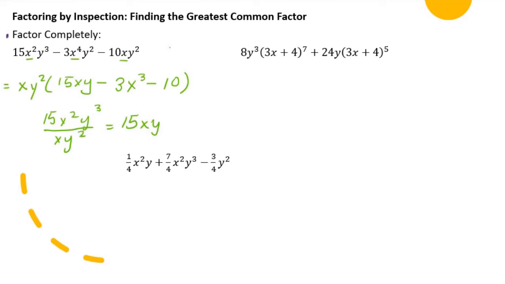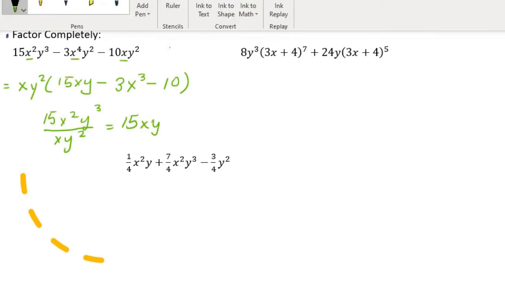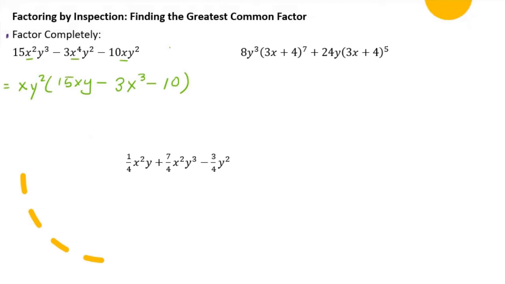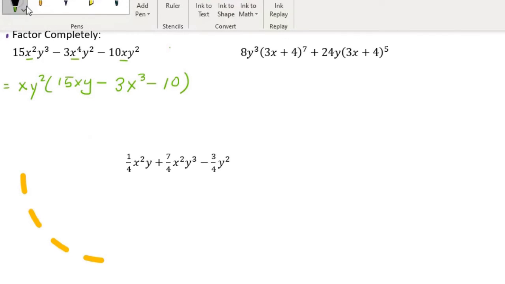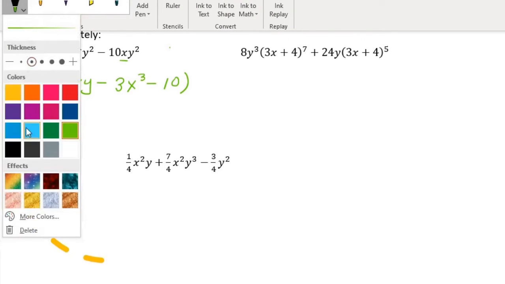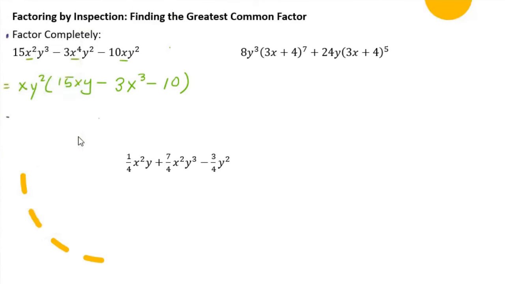This is one of those instances where you might be tempted to take out a negative 1. So it would be not incorrect, let's say, to take out a negative xy squared. And then look what happens on the inside.